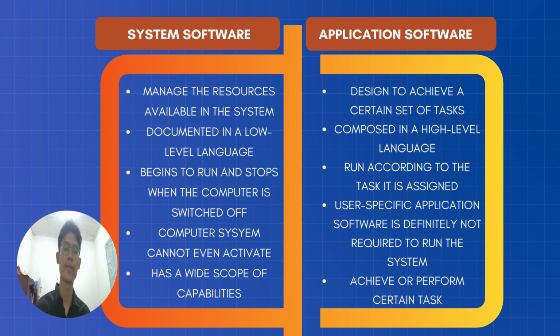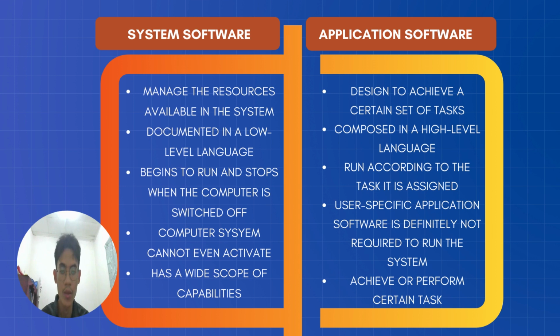Difference between system software and application software. System software. The main purpose of this software is to manage the resources available in the system. It serves as an effective platform for the execution of application software, while application software is designed to achieve a certain set of tasks. Second, system software is written in a low-level programming language like machine code or assembly language, while application software is written in a high-level language like Java, C++, .NET, or PHP.